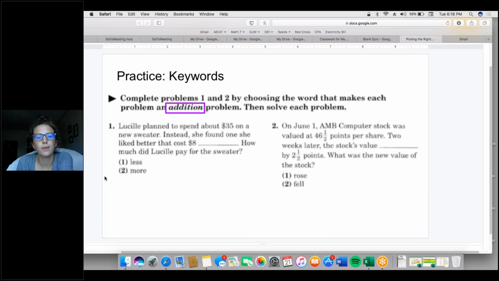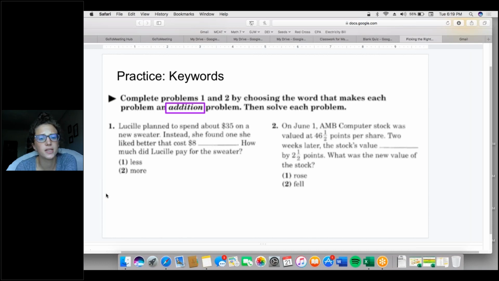Our directions here say complete problems 1 and 2 by choosing the word problem that makes each problem an addition problem. So I'm adding and then solve them. We're actually just going to fill in the keywords on this step. We'll solve them later. So we're going to read question 1 and figure out what word do I need to make it an addition problem.